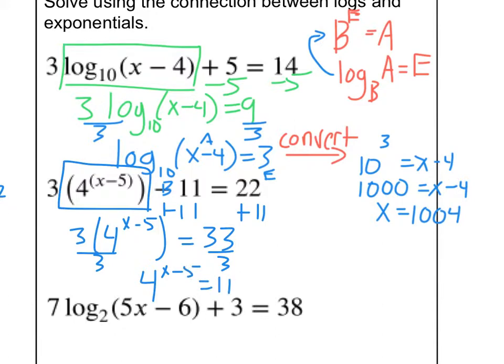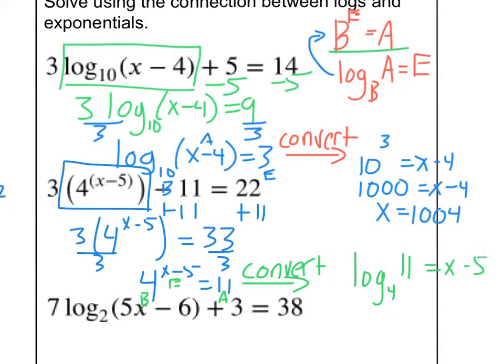At this point, again, a lot of people are stopping, but here we're going to do some converting, and we're going to go backwards. So we're starting from exponential form, so that's my base, my exponent, my argument, and I'm going to write this in log form. So log base 4 of 11, and that's equal to x minus 5. As a last step, we're just going to add 5 to both sides.